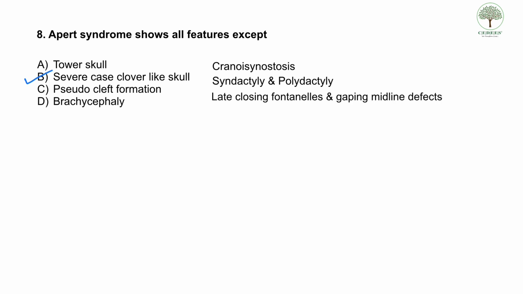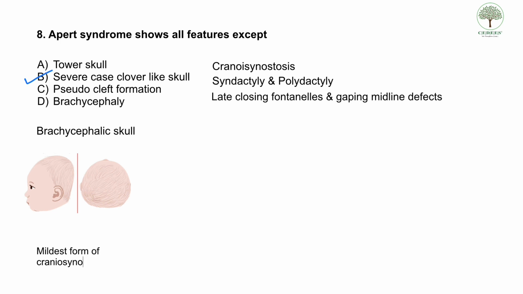Now, all the features mentioned here are related to your craniosynostosis, that is early fusion of cranial bones. Now, the mildest manifestation of craniosynostosis is your brachycephaly. Brachycephaly is a wide skull with a flat occiput, as you can see in the diagram, and this happens due to premature closure of coronal sutures. These sutures here.